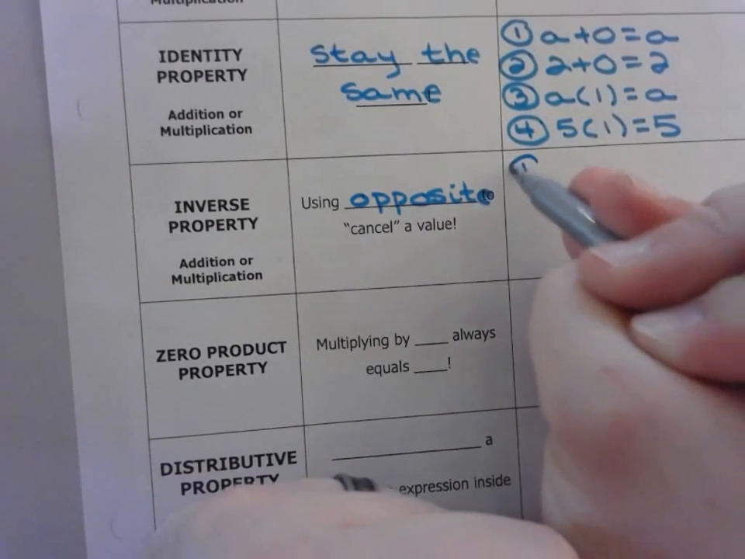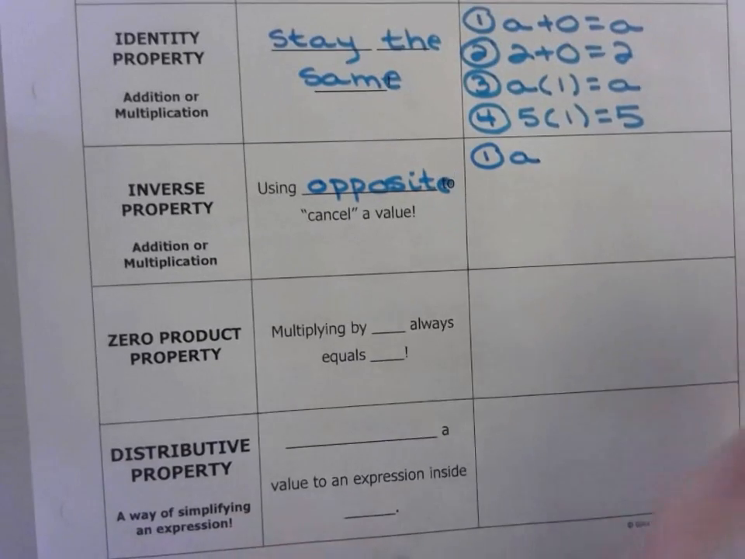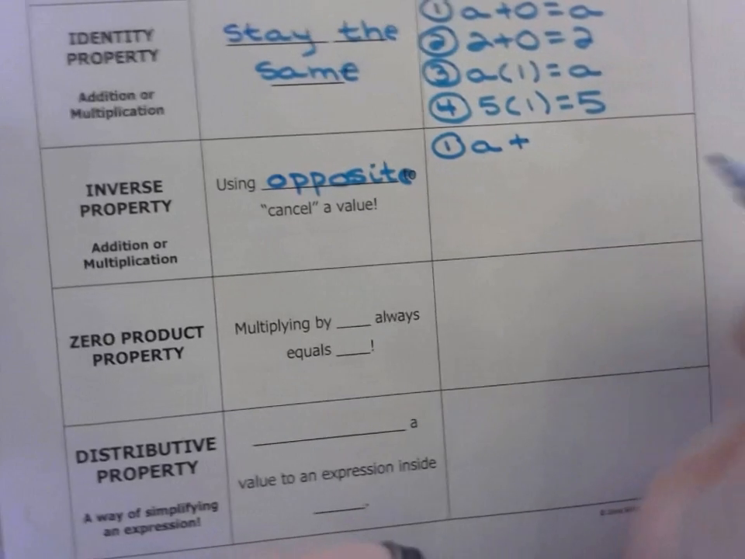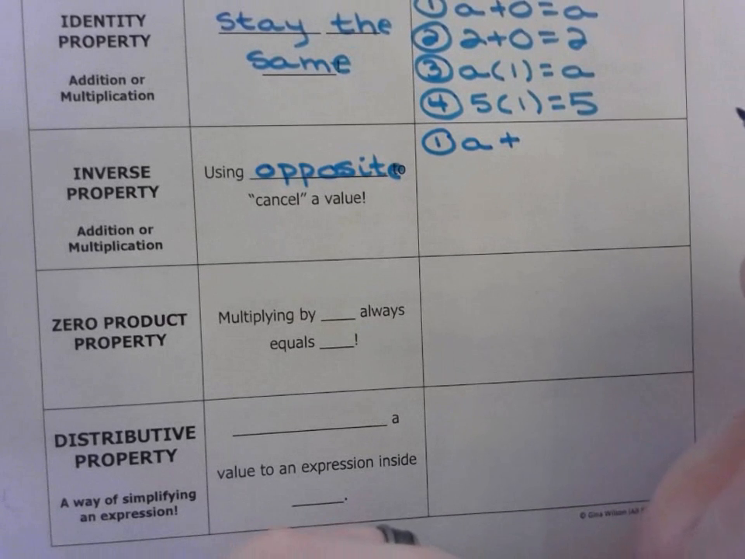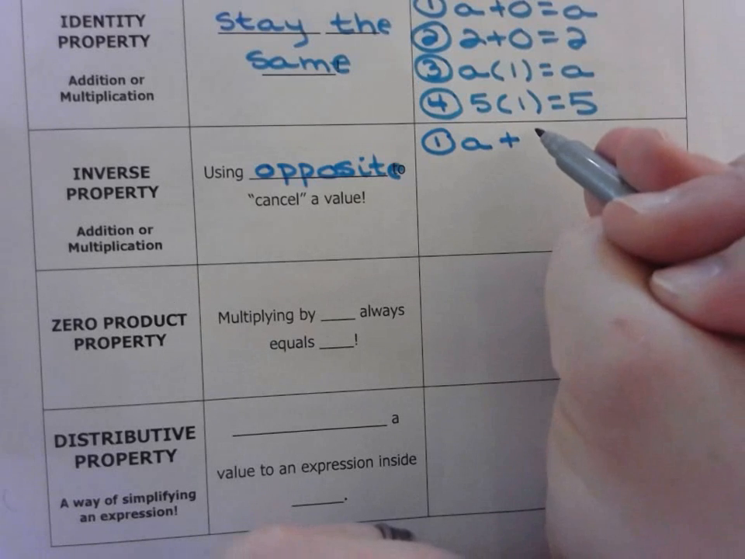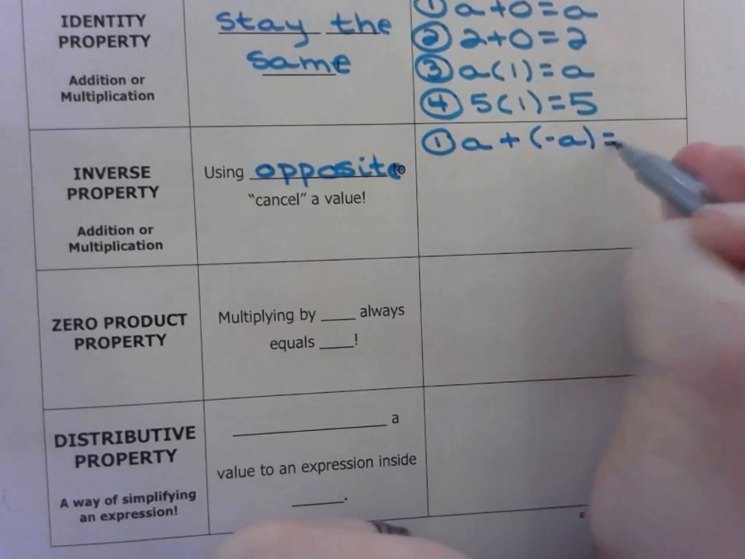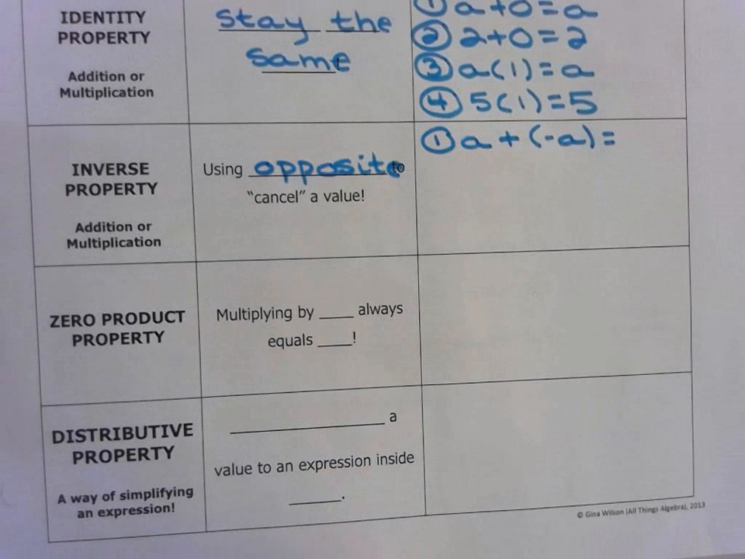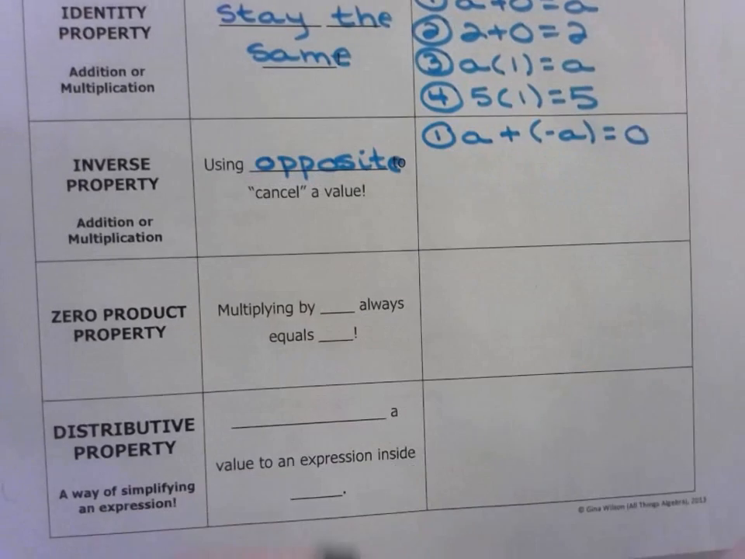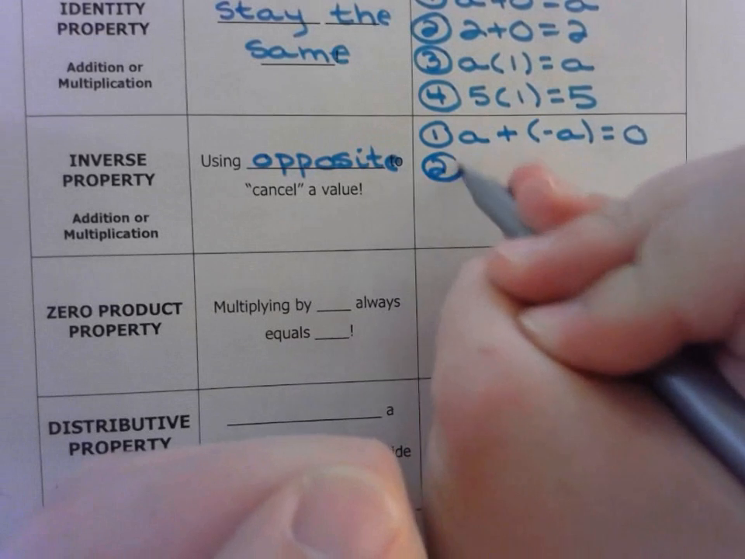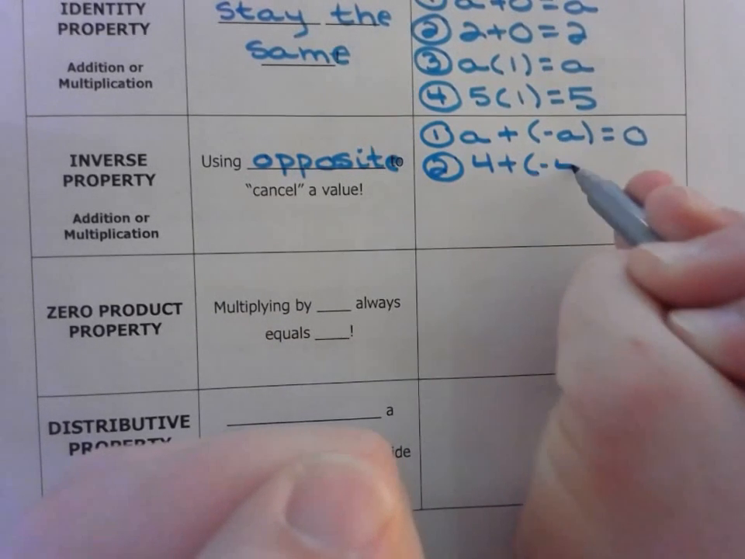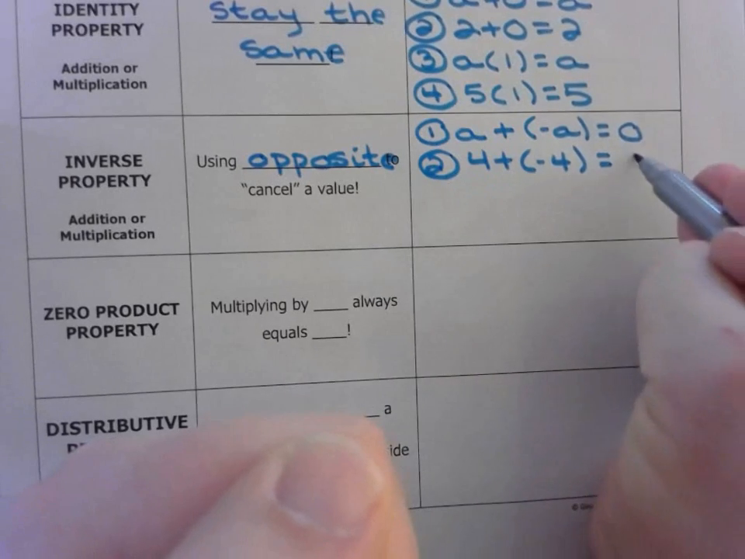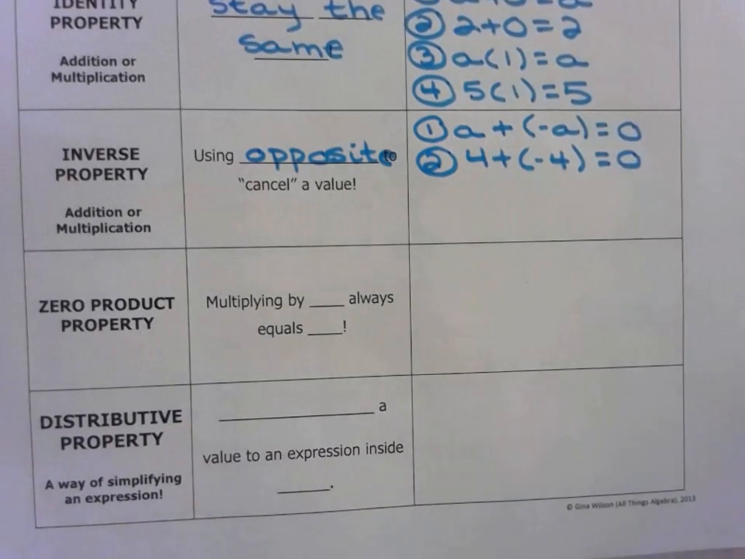So let's think about addition. What do I add to A to cancel it out? What is the opposite of A? Negative A. So I add the inverse, I add the opposite to cancel it out. What is A plus a negative A? 0. Now it's hard with variables. Let's think about an actual example. What if I have 4 plus a negative 4? 0. So inverse means I add the opposite, which gives me 0.